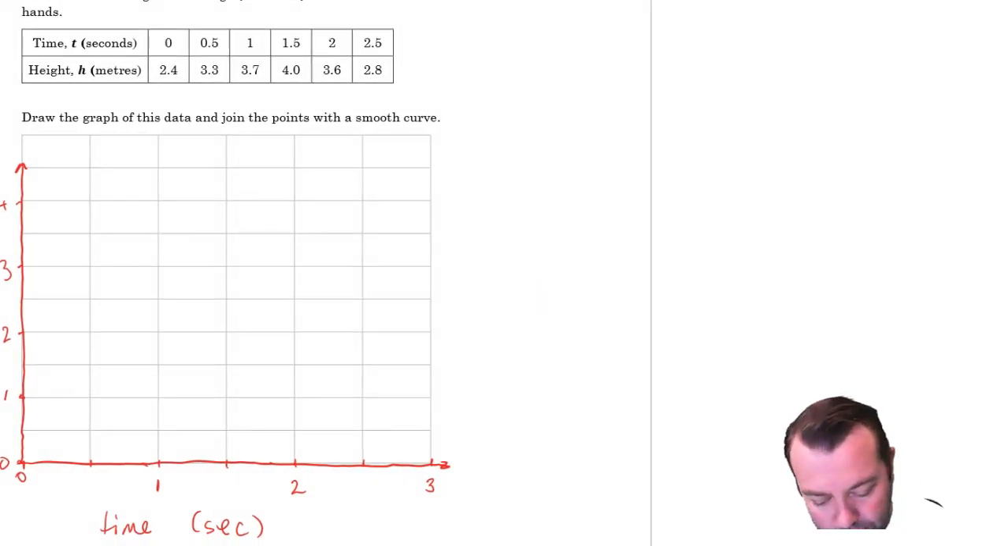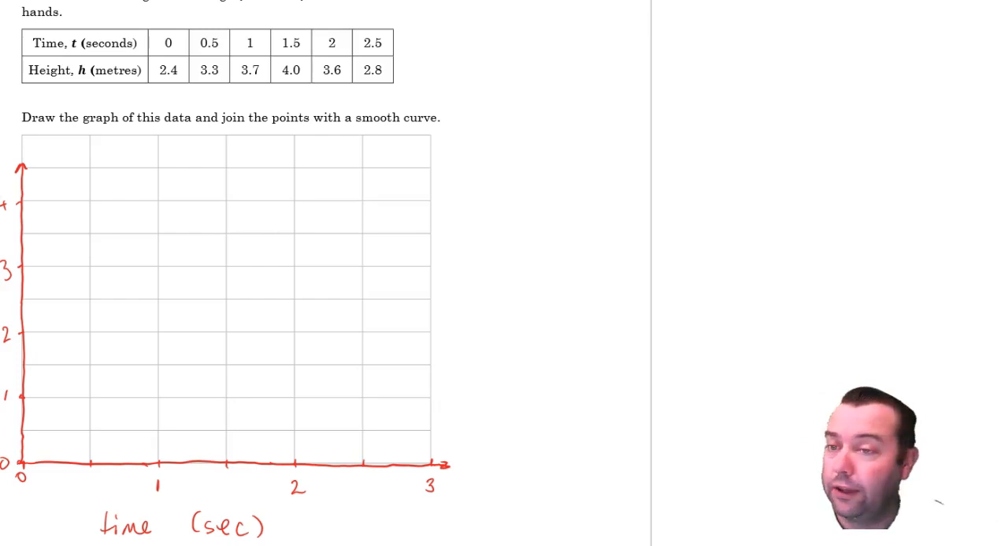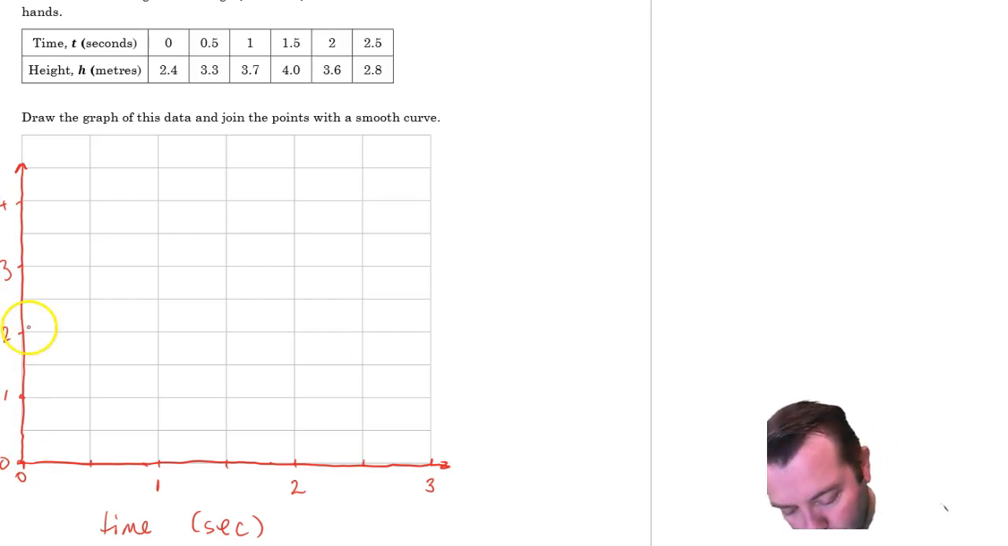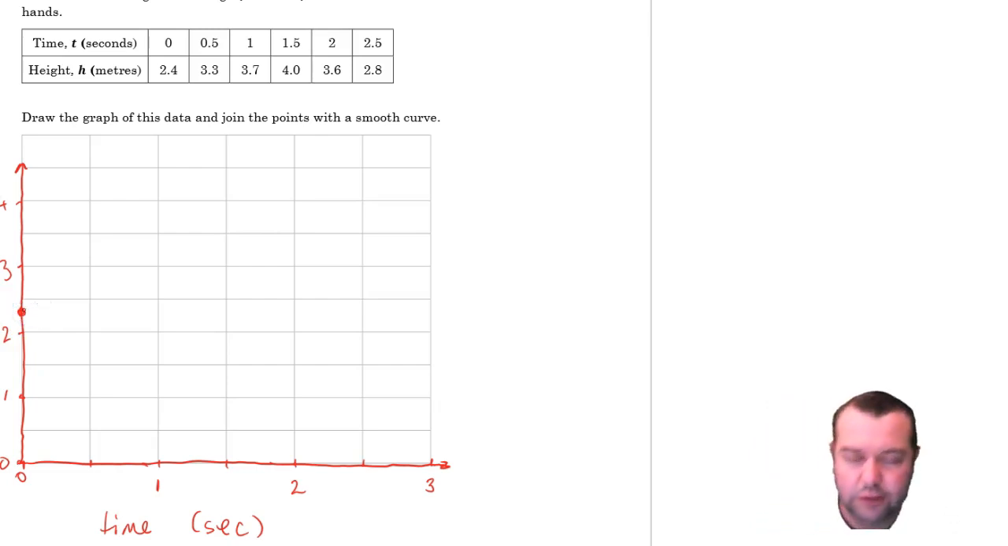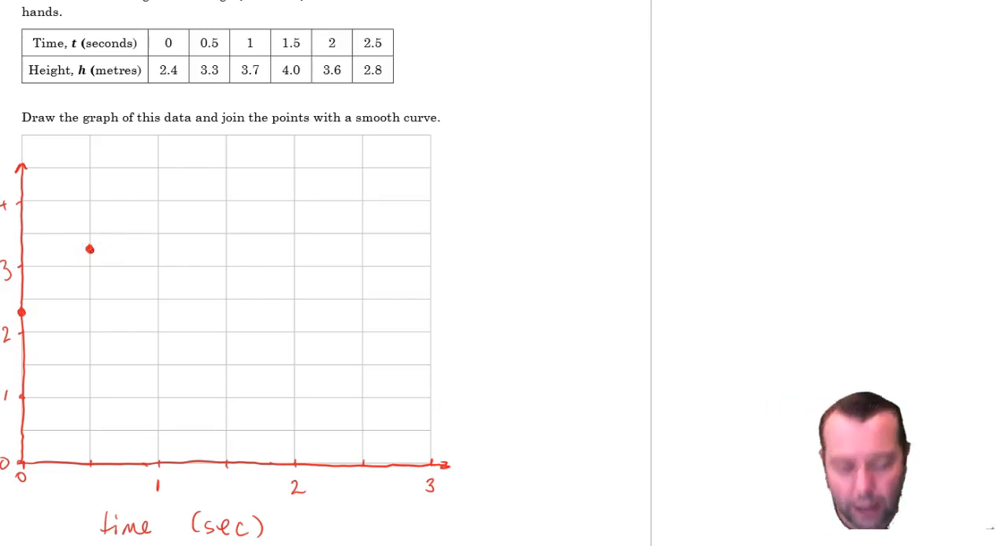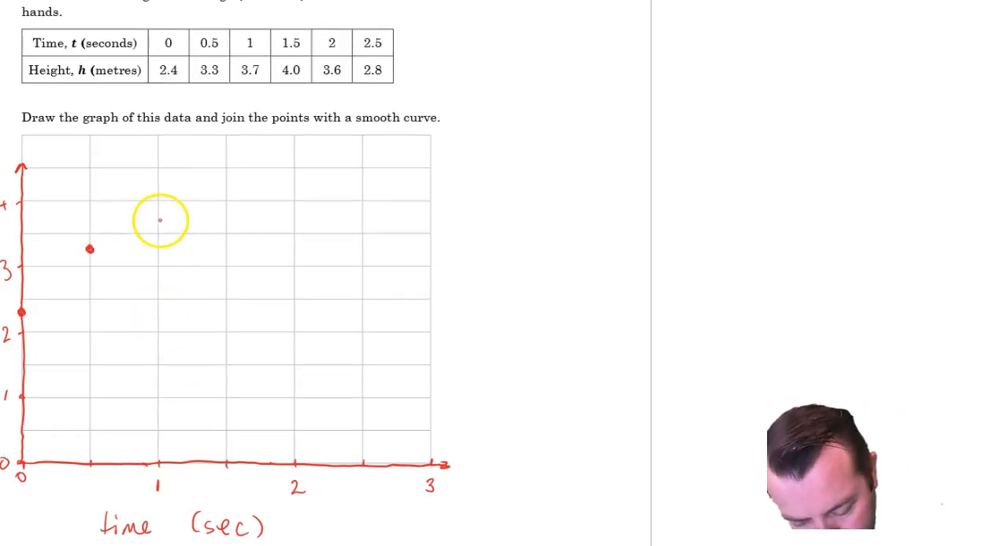Now we're going to plot these points. They're not going to form a straight line, I don't think. So at time equals 0, my height equals 2.4. That's 2.5, so the 2.4 is about here. Don't worry if your dots are fairly large. At half, we're at 3.3. So half, 3, 3.5, about there, 3.3. 1 and 3.7. 1, 3.5, 3.7.